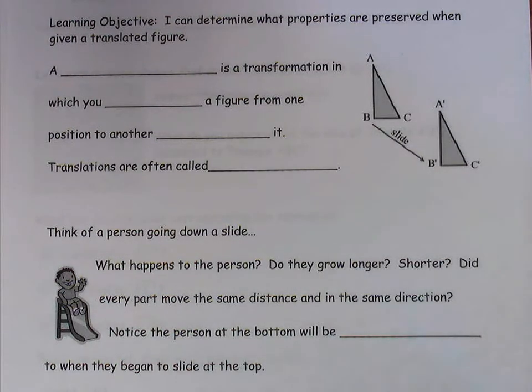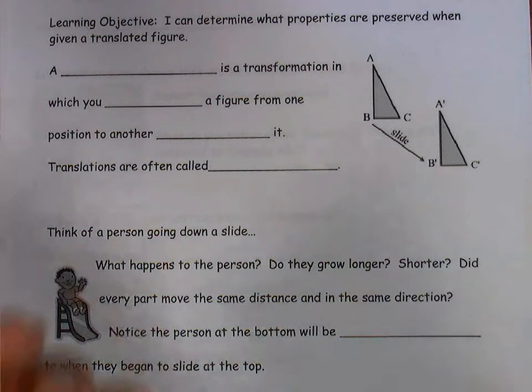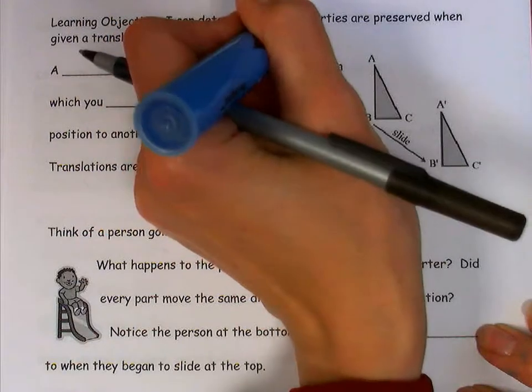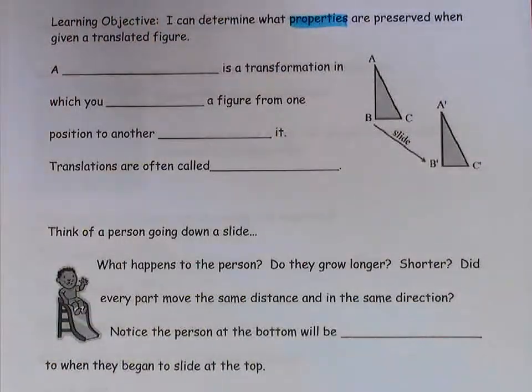So what we want to step away with, our learning objective for tonight, is that we're going to be able to determine what properties are preserved when given a translated figure. So we're going to take a look at some properties tonight.